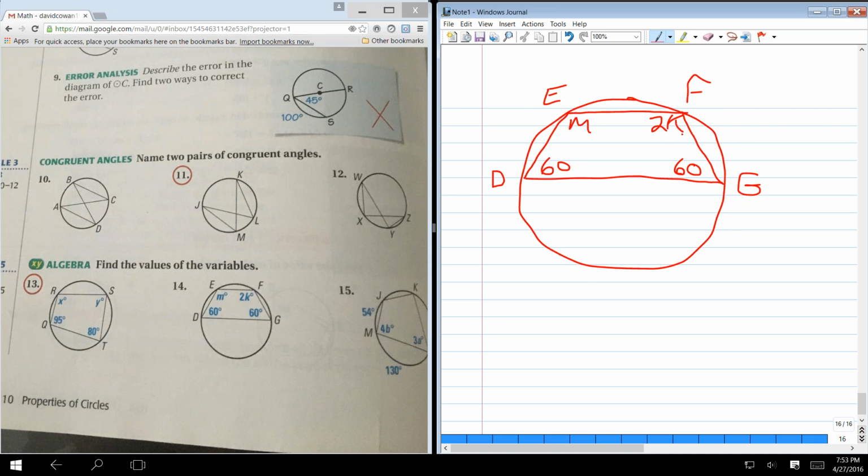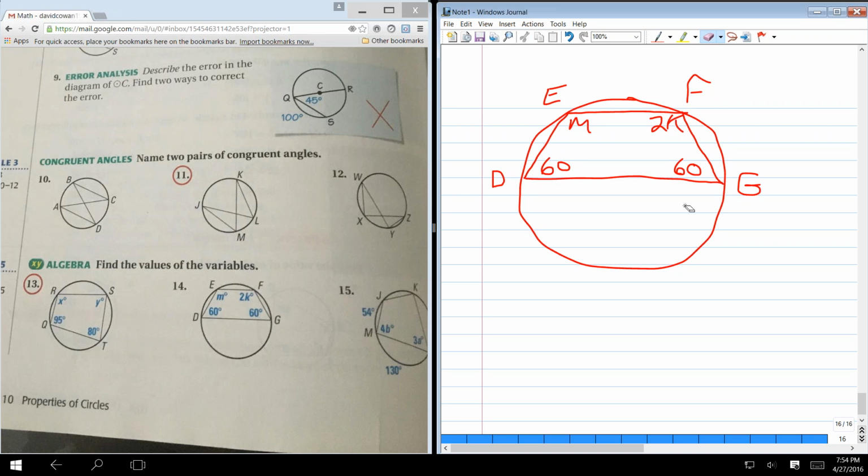Okay, so let's take one of the known angles and figure out what arc is subtended by one of those known angles. Pick either one. We could do angle 1... Oh, I mean 60, my bad. We have to pick a known angle. Okay, let's pick this angle right here. What arc is subtended by that angle?